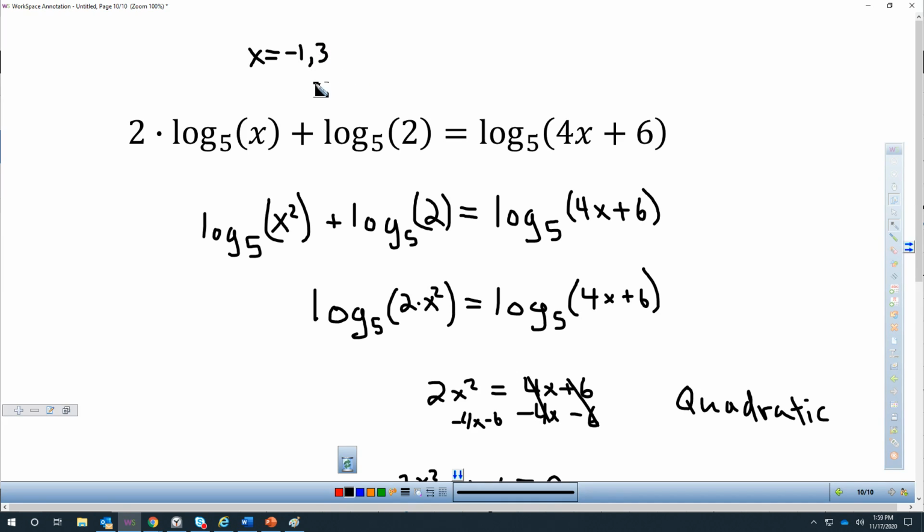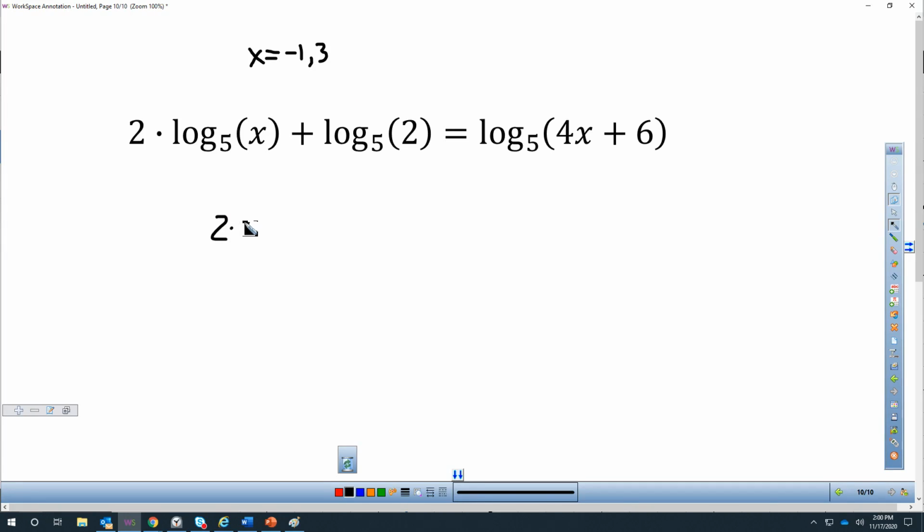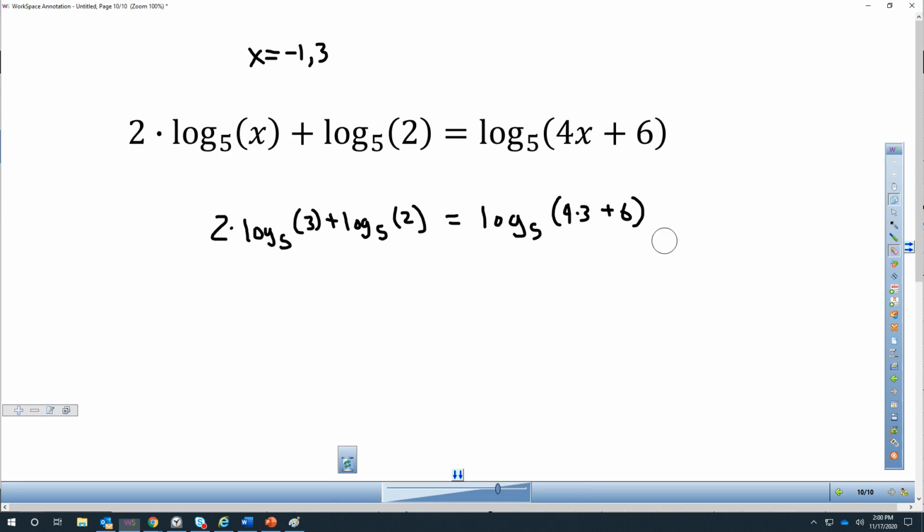Okay, so that's kind of weird. Let's double check those both. So let's first start with 3. So we got 2 times log base 5 of 3 plus log base 5 of 2 should equal log base 5 of 4 times 3 plus 6. Okay, so 4 times 3 is 12. 12 plus 6 is 18. So this is log base 5 of 18.